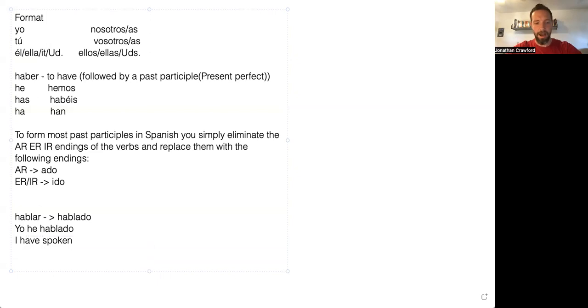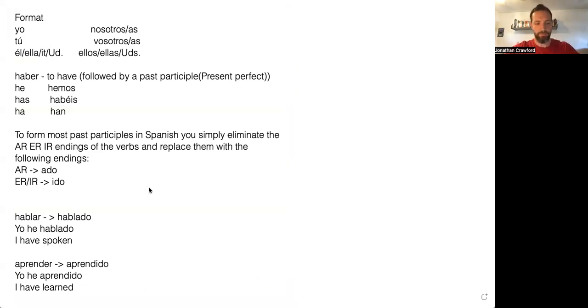Or if it's aprender, aprender turns into aprendido. See what we're doing? We're just getting rid of the ER ending and replacing it with ido, because an ER or an IR verb goes to ido. And so you can say I have learned: yo he aprendido. I have learned. If you know a few verbs, it's pretty easy to do this.